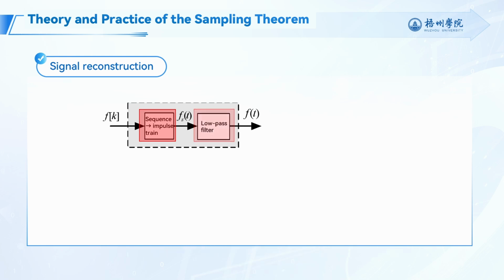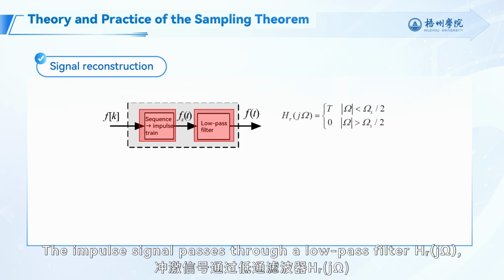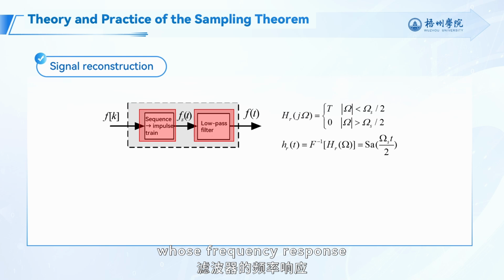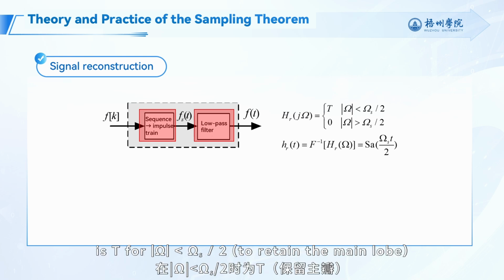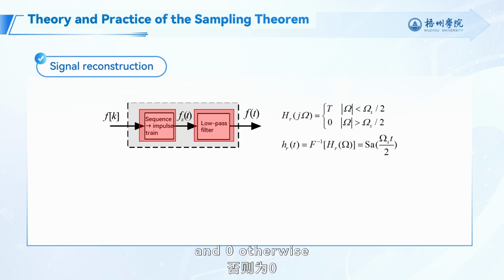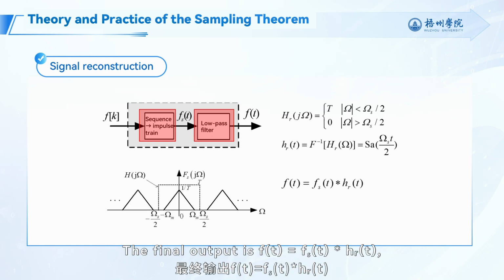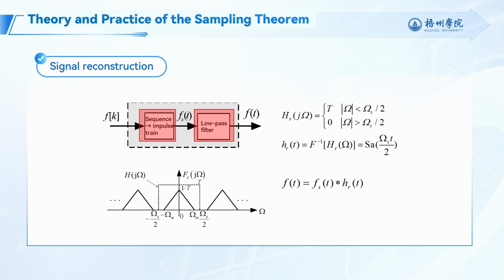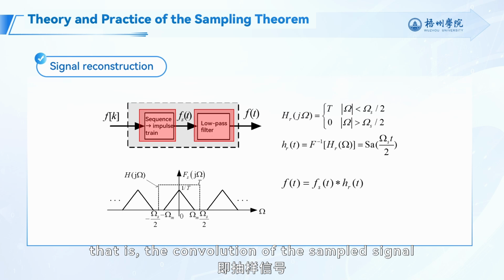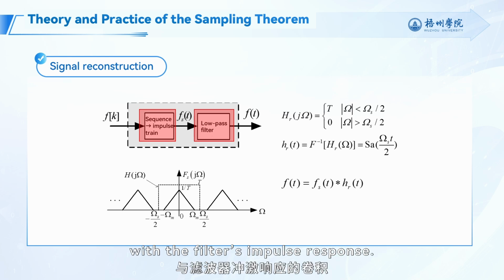Low-pass filtering. The impulse signal passes through a low-pass filter HR of j omega, whose frequency response is T for the magnitude of capital Omega less than capital Omega sub s over 2, to retain the main lobe, and 0 otherwise, to remove high-frequency components. Convolution operation. The final output is f of t equals fs of t convolved with hr of t, that is, the convolution of the sampled signal with the filter's impulse response.